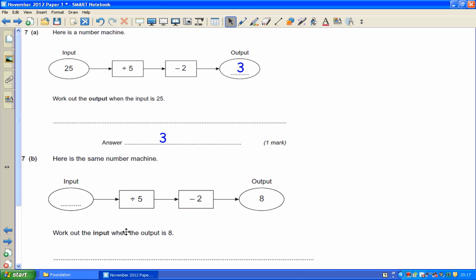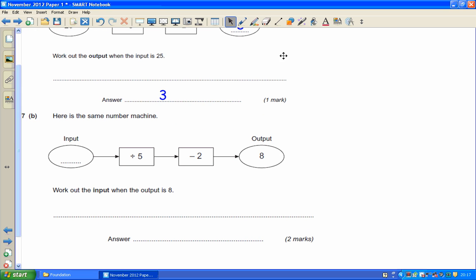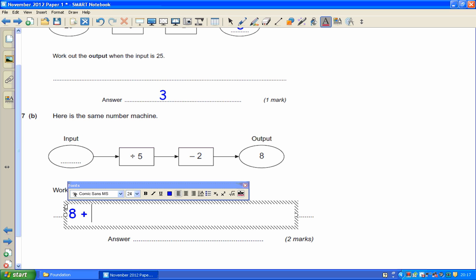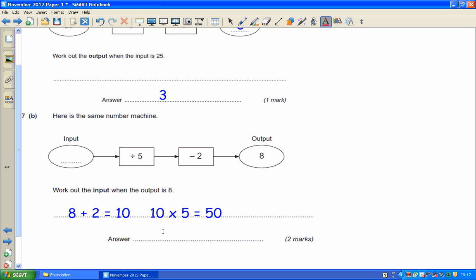Here's the same number machine, work out the input when the output is 8. So if we've got the output and we want to get to the input, then we just do everything in reverse. So instead of dividing by 5 and taking away 2, we're going to add on 2 and times by 5 to get to our answer. Okay, so first job, 8 plus 2, the opposite of taking away 2, is 10, and then we're going to do 10 times 5, which is 50. So our answer is 50.